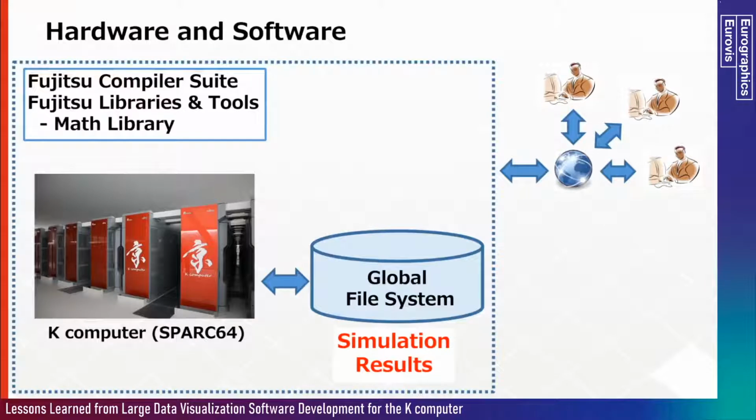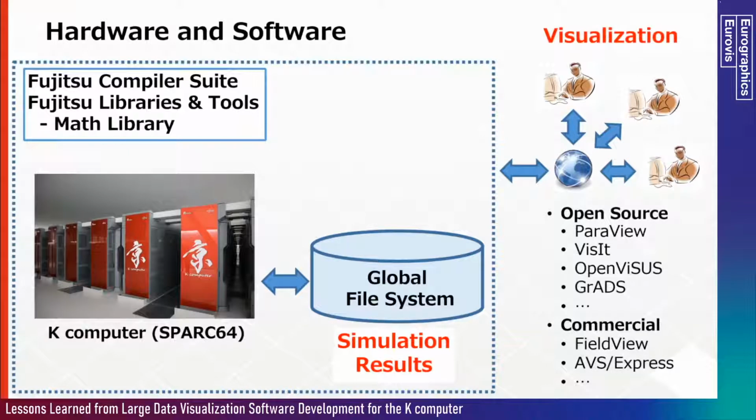And here is an overview of the hardware and software environment. Fujitsu co-developed the supercomputer and also provided the software set, which includes customized compilers, libraries, and tools optimized for the SPARC CPU. We have no complete statistics, but we could observe that different users have used different applications for the visualization and analysis of their simulation results, including open source as well as commercial software.